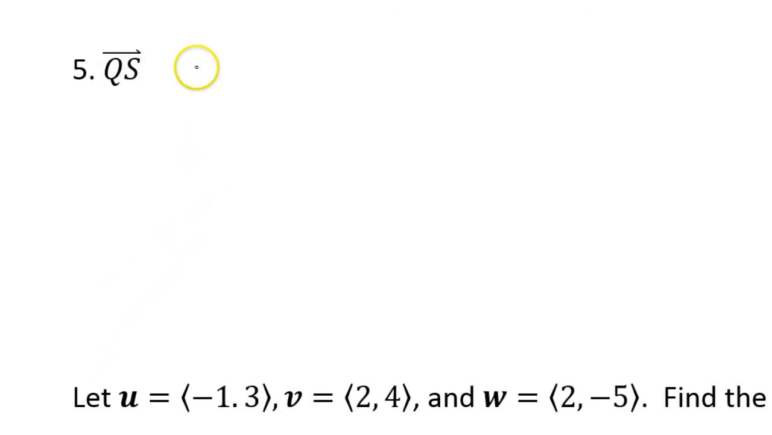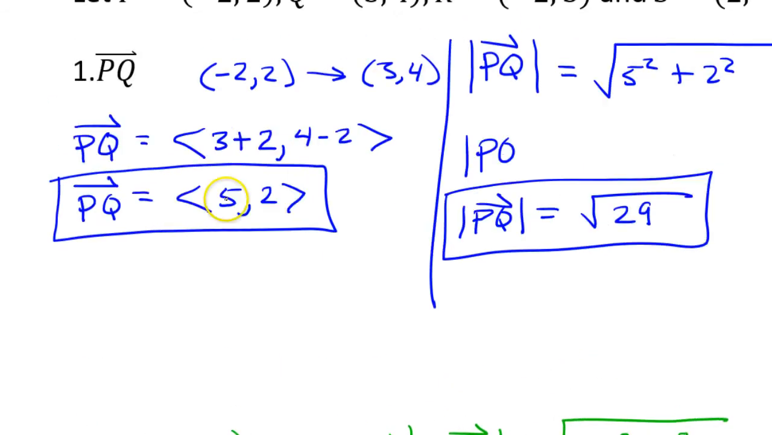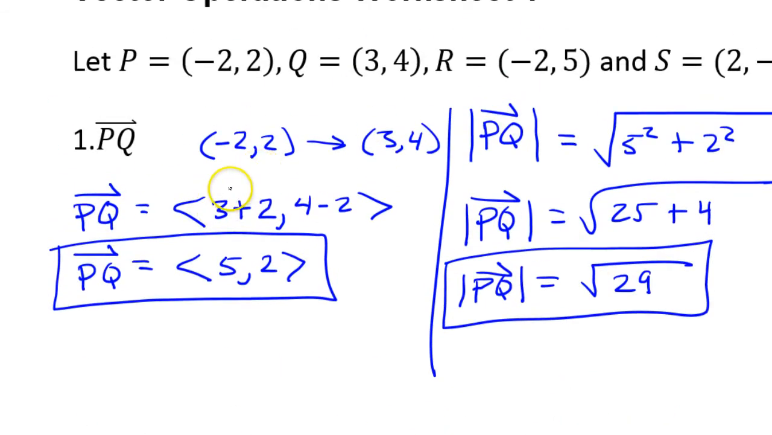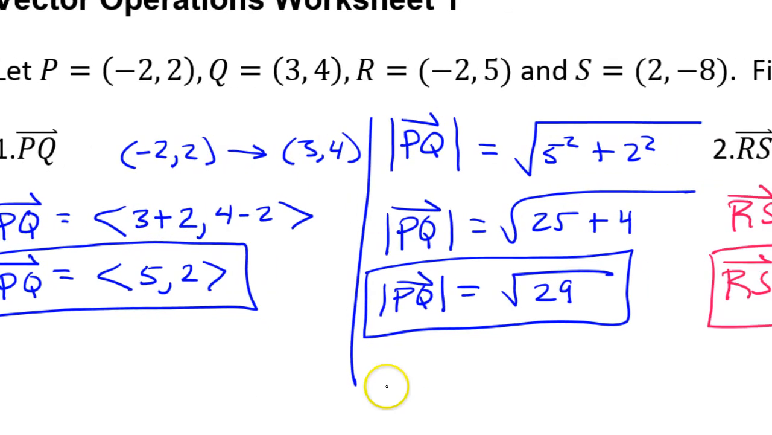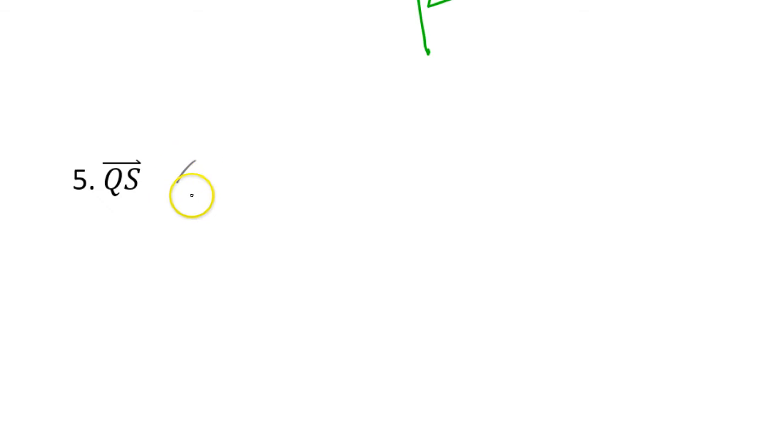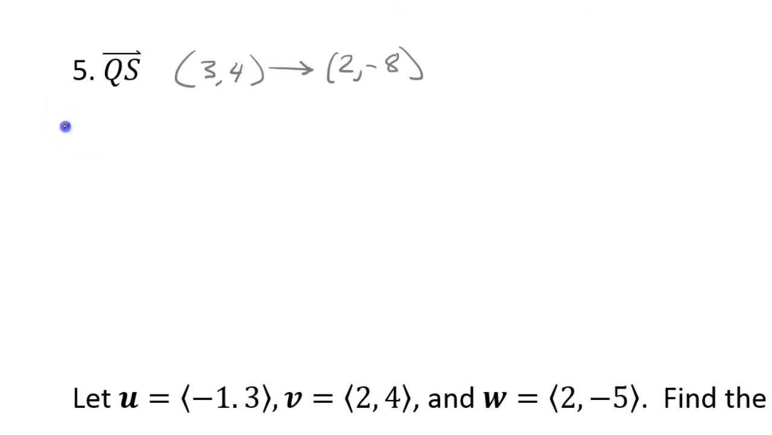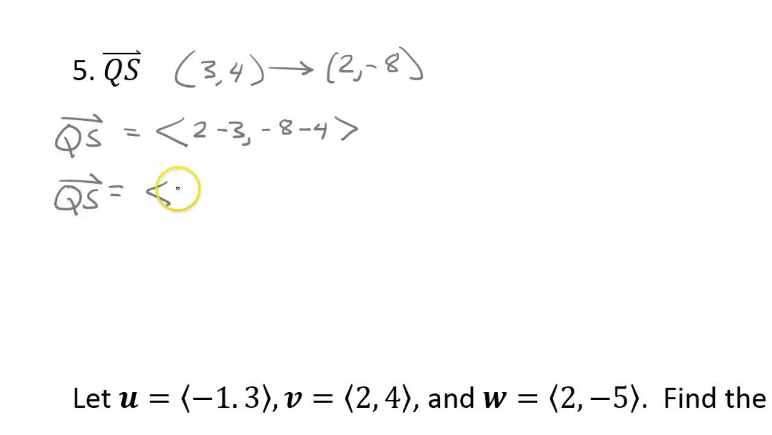Number 5, Q to S. Let's see, what's Q? All right, Q is 3, 4, and S is 2, negative 8. Okay. So for component form of vector QS, I will have x2 minus x1, so that's 2 minus 3, and then y2 minus y1, so negative 8 minus 4. So vector QS in component form will be negative 1, comma, negative 12.